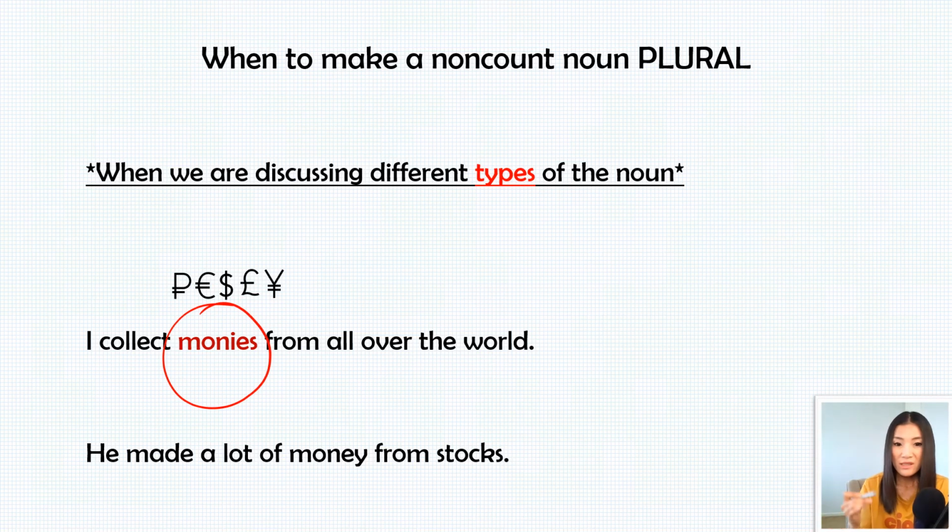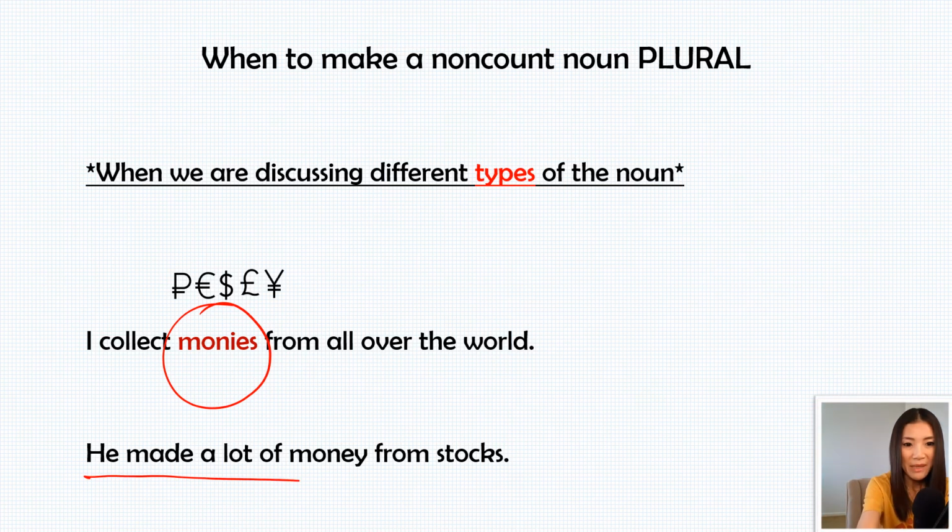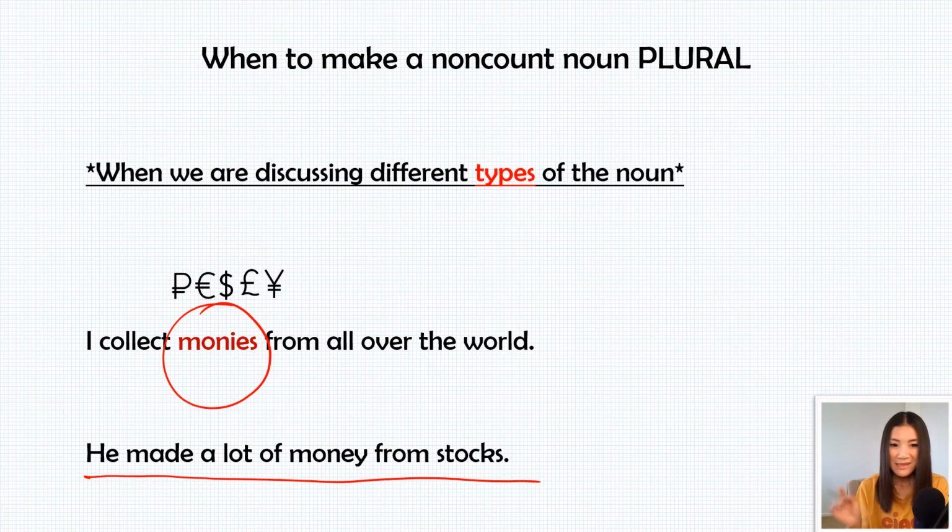Money generally is a non-count noun. For example, in this sentence, he made a lot of money from stocks. We shouldn't pluralize that in this sentence. But the first sentence, I collect monies from all over the world, means I'm not just generally talking about money, I'm talking about different types or different currencies of money. Then I can pluralize this non-count noun.